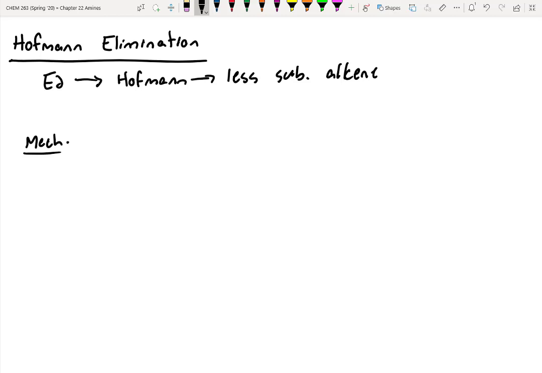And the mechanism is pretty straightforward. If you have an amine, what we're going to do first is purposely over-alkylate it. So we normally just use a cheap alkyl halide like methyl iodide in excess, and we purposely overshoot. And when we do this, we're going to get this quaternary ammonium salt. Normally it's something we want to avoid, but in this case it's kind of helpful.